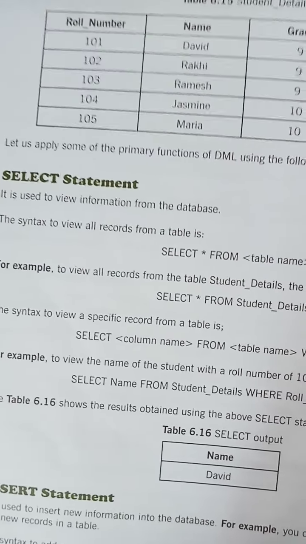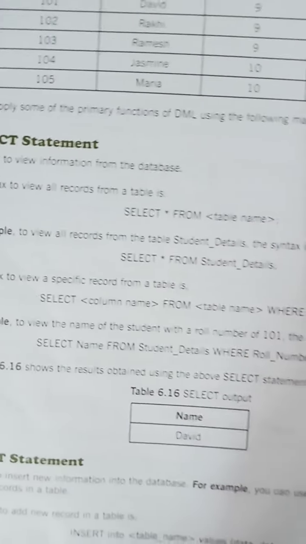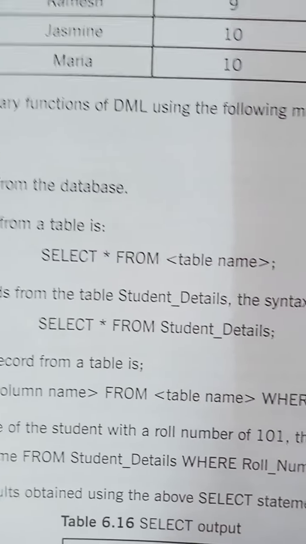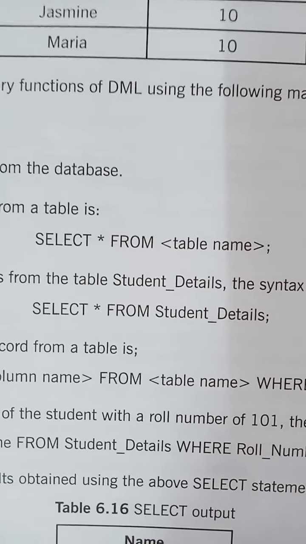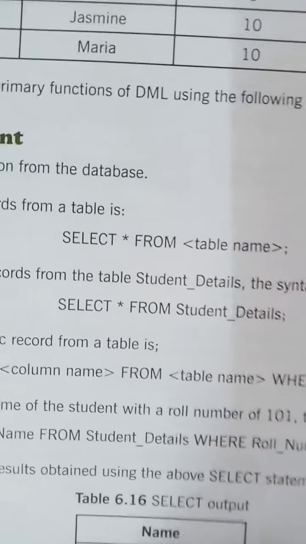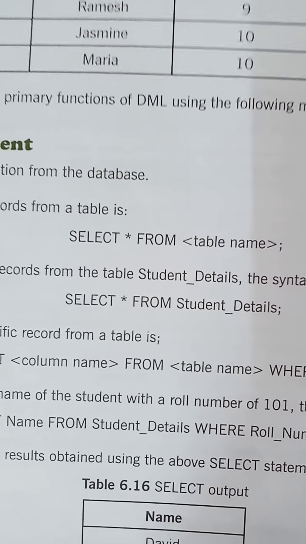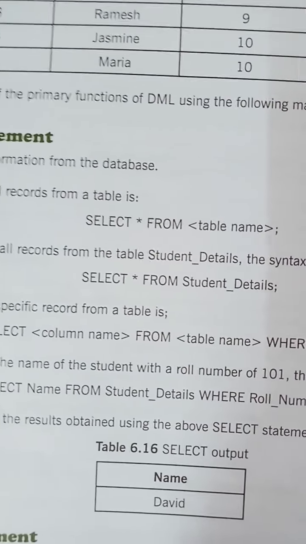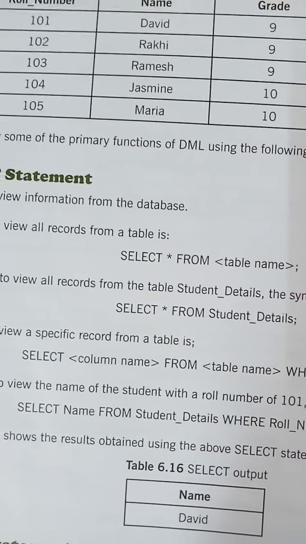Suppose you want to see the whole table, then you have to write select star, this asterisk sign you can see over here, select asterisk from table name. The table name is student details here. Select star from student details, so it will show you all the details of that table, all the data of that table.